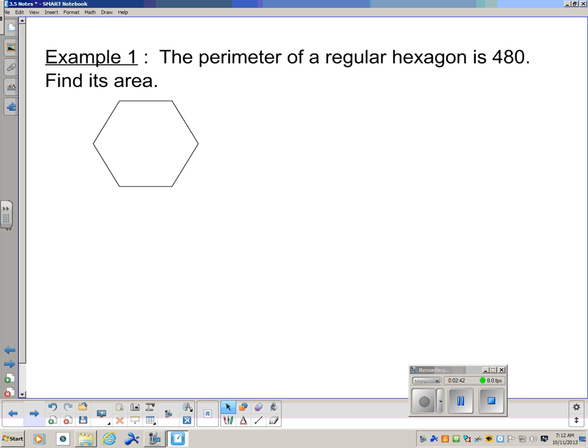So let's go through and figure this one out here. The perimeter is 480, so we need to find a side length. I can take 480 and divide it by 6, which gives me a value of 80. So each one of these sides is 80. I'm not going to put them all in there. Let's also divide this into triangles, and I'm just going to put one of them in. We could put them all in.